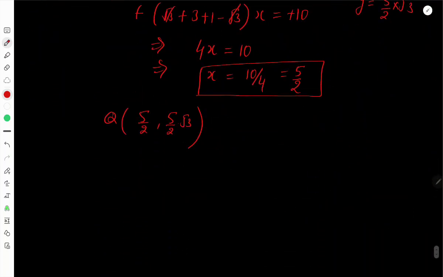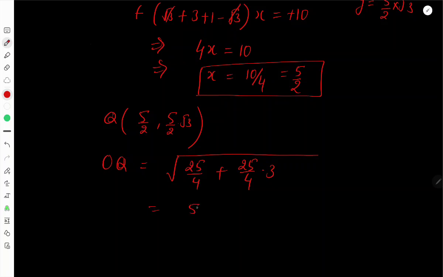OQ will be under root of x2 minus x1, 5 by 2 minus 0 square, 25 by 4, plus 5 by 2 into root 3 minus 0 square, 25 by 4 into 3. Taking 5 by 2 outside, 1 plus 3 is 4, that is 2 here, and this is nothing but 5 units distance. This is the answer.